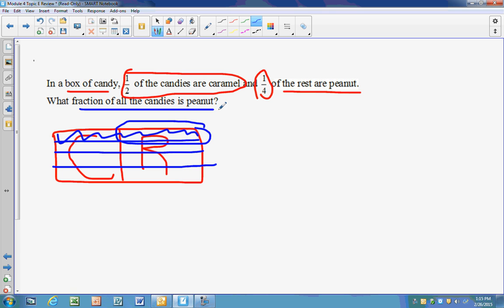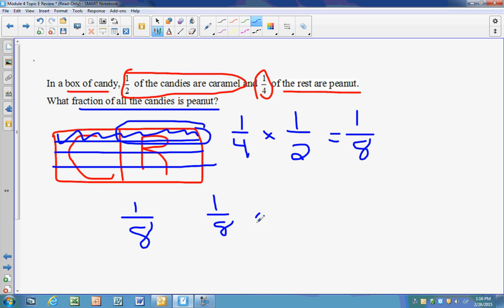What fraction is peanut? And we see that one piece here, so we know it's 1 out of 8. Or we could have said we have 1/2, and we're finding 1/4 of 1/2, and that would be 1/8. And then we need a sentence that says 1/8 of the candies are peanut.